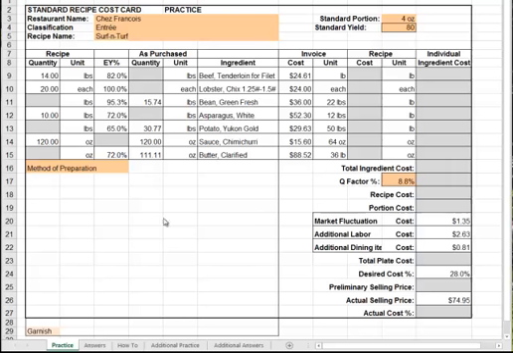A standardized recipe, you're going to see a standardized name for the recipe. We even classify it as an entree, the restaurant name, the standard portion size provided, and the standard yield that this recipe is scaled for.